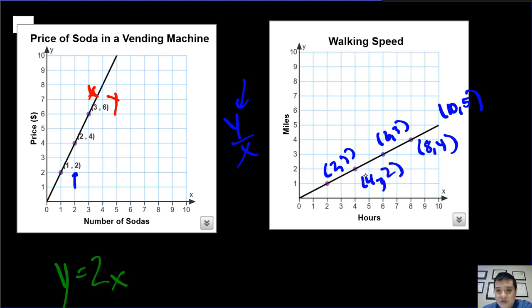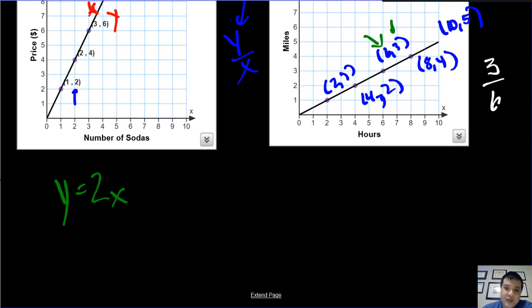So let's just use 3 and 6. Why not? So 3 over 6, so it simplifies to 1/2. So our constant of proportionality is 1/2, okay? Because k equals y over x. And we check the y divided by the x. And so our equation is going to be y equals 1/2 x.